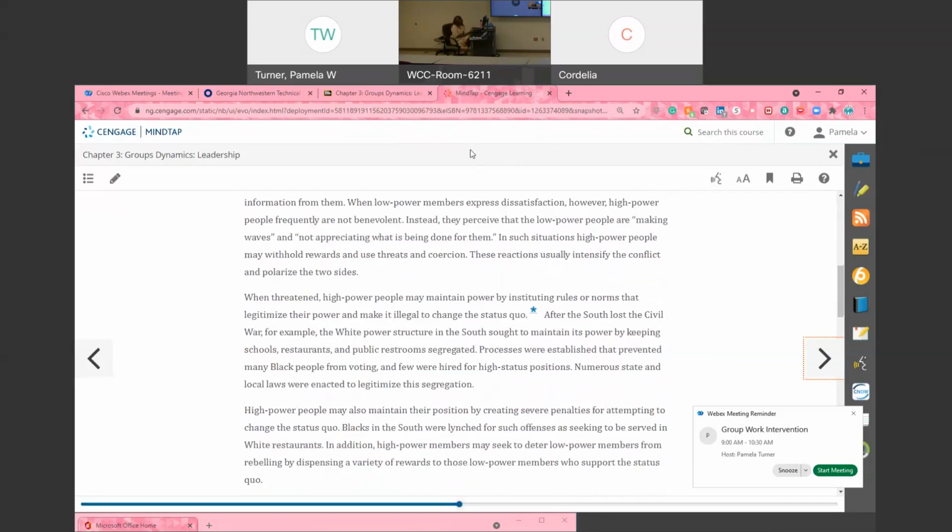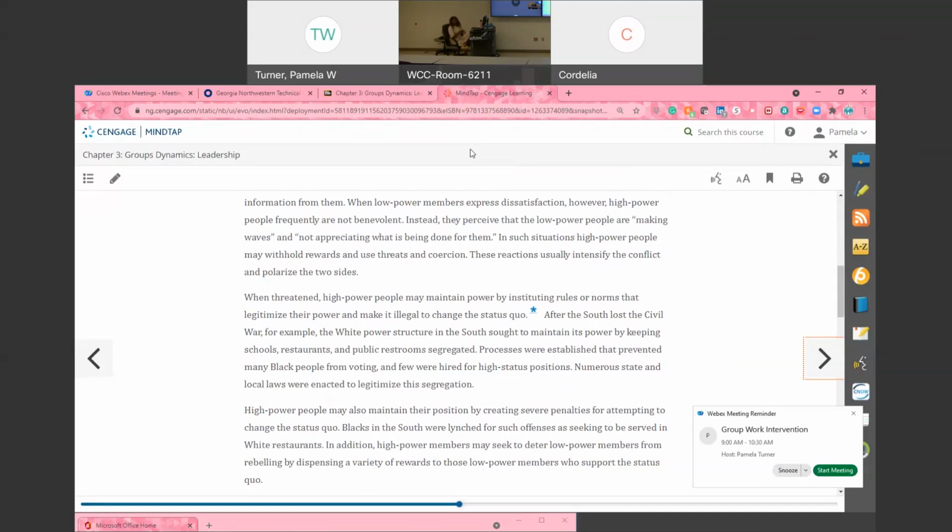When threatened, high-power people try to maintain their power by insisting on rules or norms that legitimize the power and make it illegal to change the status quo. For example, after the South lost the Civil War, the white power structure in the South sought to maintain its power by keeping schools, restaurants, and things still segregated.